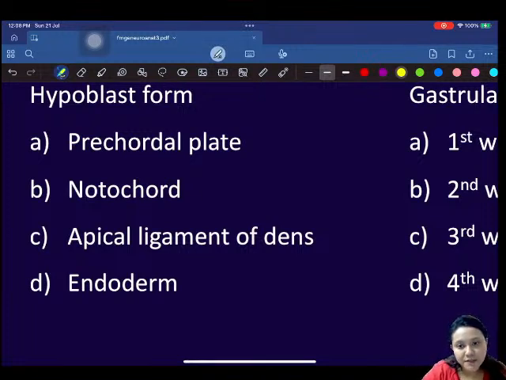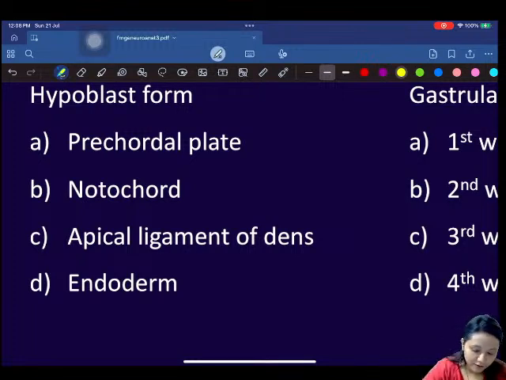Just now we have seen a chart. In the chart we have seen that there is the inner cell mass and there is the outer cell mass, the trophoblast. Inner cell mass is giving rise to epiblast and hypoblast. Now I have already told you epiblast is giving rise to all the three layers. Now from the hypoblast, what are the structures formed?